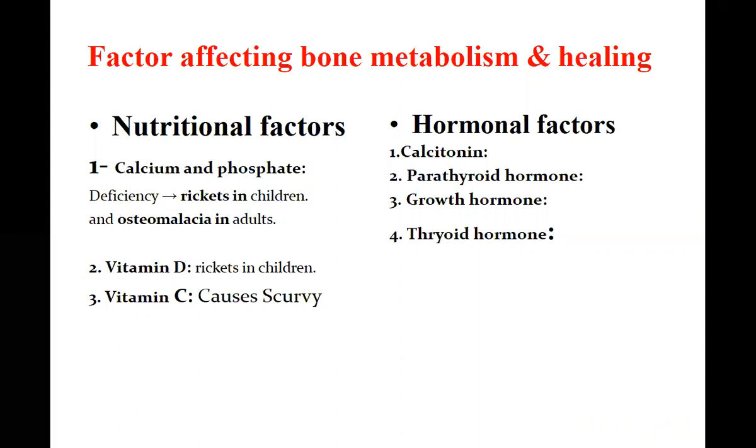If there is no sufficient quantity of calcium and phosphate, if there is any deficiency, then in the case of children it will lead to what is called rickets, an abnormal bone position in children. And if there is deficiency in old adults, in adult people, then it is called osteomalacia. So calcium and phosphate are very much necessary for bone healing.